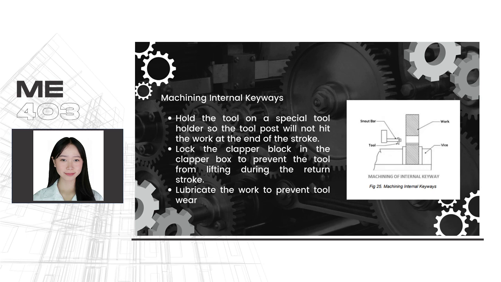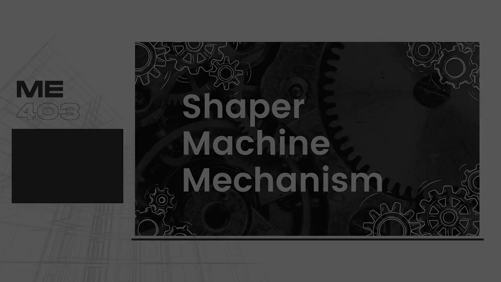Machining internal keyways. First, hold the tool on a special tool holder so the tool post will not hit the work at the end of the stroke. Second, lock the clapper block in the clapper box to prevent the tool from lifting during the return stroke. Third, lubricate the work to prevent tool wear.